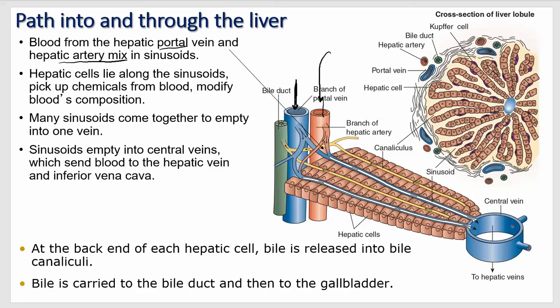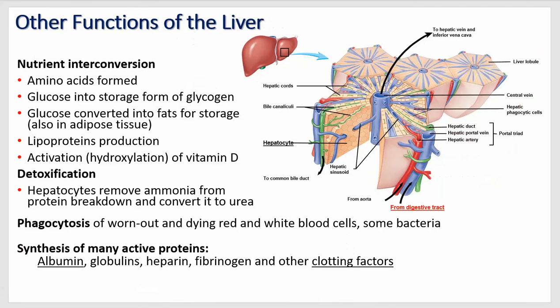All right, let's see. At the back of each hepatic cell, bile is released into the bile canaliculi, and bile is carried to the bile duct and then to the gallbladder. Okay, so that's the structure, and that's how it does all of the amazing things. So nutrient interconversion, so amino acids can be formed. Okay, so you have essential amino acids, and then you have amino acids that your body can make, and they're made in the liver, through these specialized cells, and then they're put into the bloodstream.